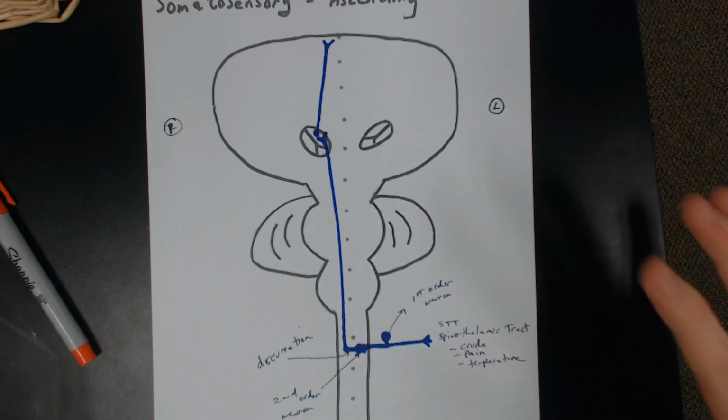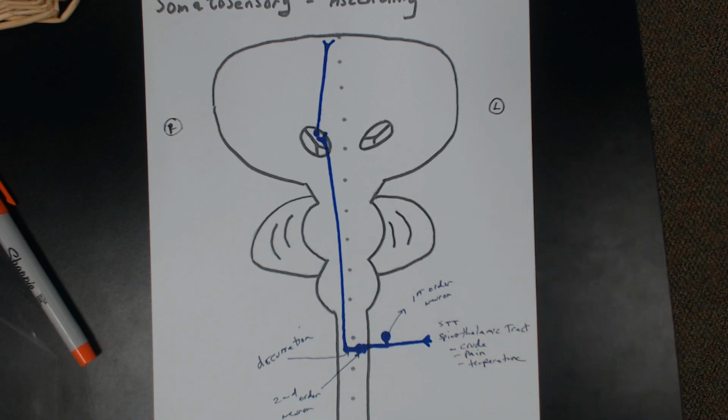And if you remember way back when, we talked about the fact that if you have a cortical lesion, so if the lesion is on my right side, it's going to affect things on my left side. And that's how it happens, because things cross over.